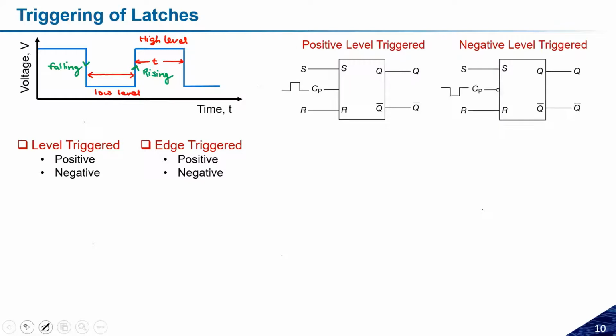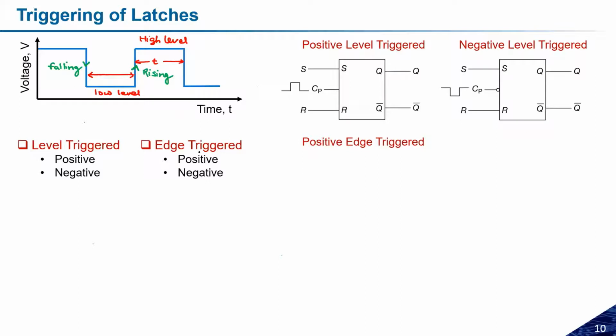Second one could be the negative level trigger, where we need to keep the bubble. So if there is a bubble at the clock pulse side, we can tell that this flip-flop is the negative level triggered flip-flop. This is the way you can identify whether the flip-flop is negative triggered or positive triggered.